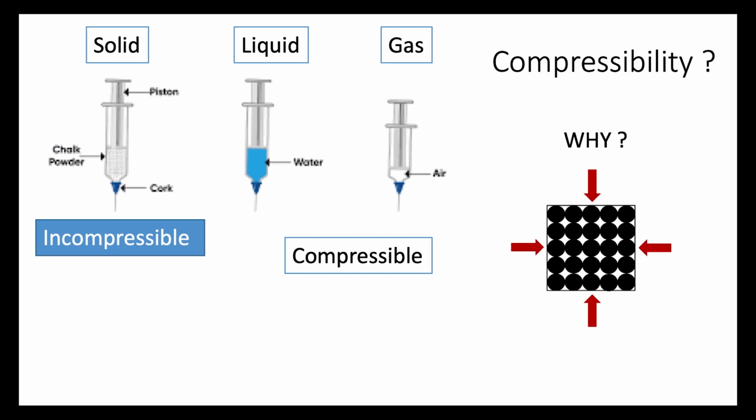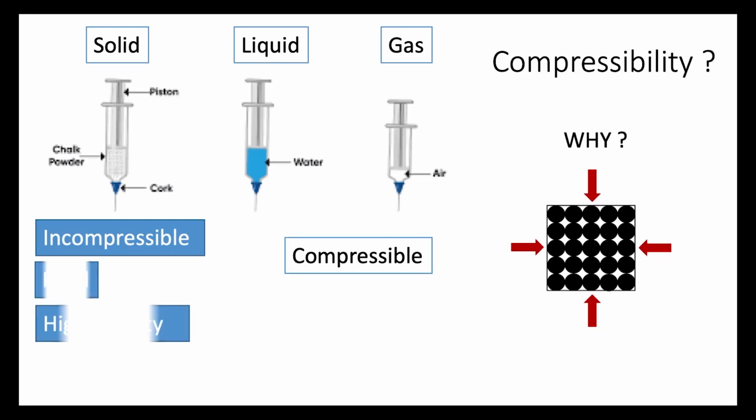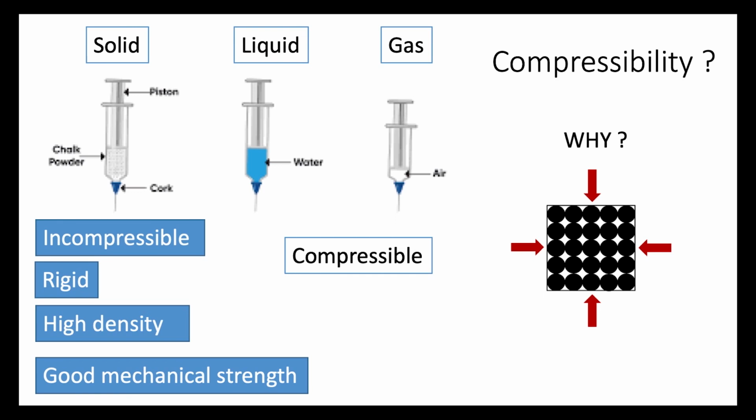But why are solids incompressible? This is because the constituent particles in solids are closely packed, and there is no more space for the atoms to come closer even if we push them closer. This makes solids incompressible and rigid. Since a large number of atoms are arranged in a small volume, solids usually have high density compared to liquids and gases. Since they are incompressible, rigid and have high density, solids usually have good mechanical strength also.